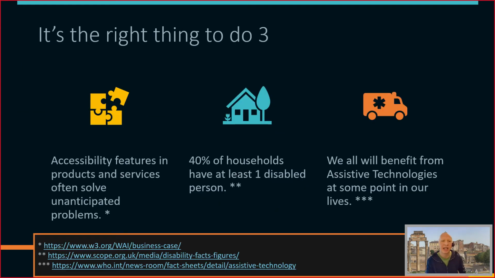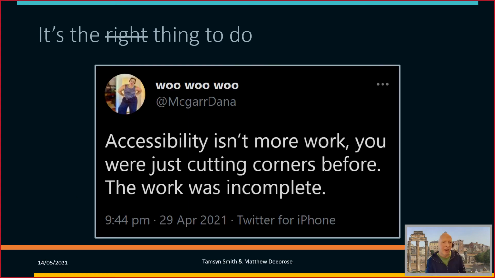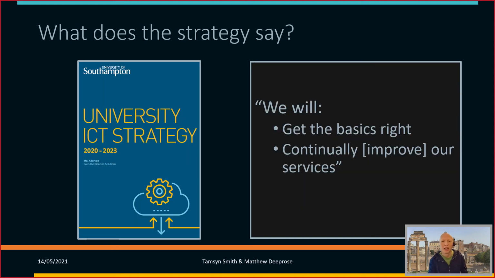Accessibility features tend to result in resolving unexpected issues. For example, predictive text was developed as an assistive technology, but most of us would use it in our phones. And of course, many of us will benefit from assistive technologies at some point in our lives. Not only is it the right thing to do, it's just the thing to do. If we're not ensuring our services are accessible, we haven't finished the job. And our IT strategy says that we'll get the basics right. And accessibility, I'm sure all would agree, is a basic right.